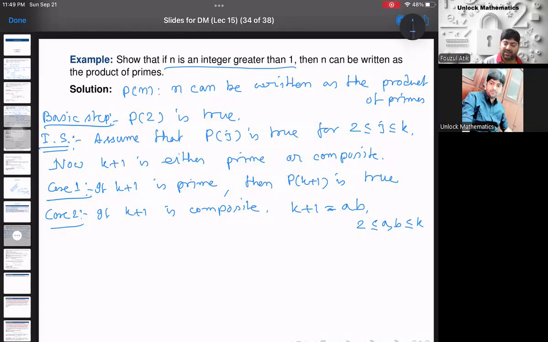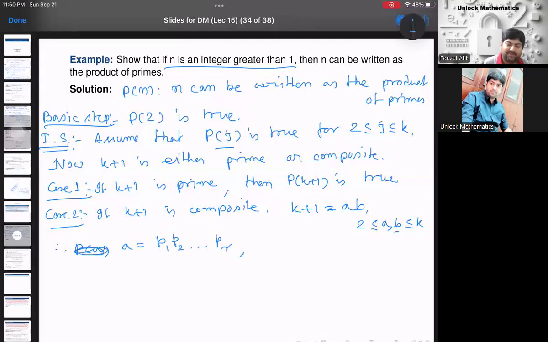But what about a? a is some integer that lies between 2 and k. What is your assumption? Your assumption is P(j) is true for all integers between 2 and k. a is falling under them. Therefore, P(a) is true by our assumption. Right? By the induction hypothesis, a can be written as a product of primes. In the same way, b can be written as a product of primes by our assumption. So a is a product of primes, maybe I'm writing it as the product of primes p1, p2, up to some integer, maybe pr.